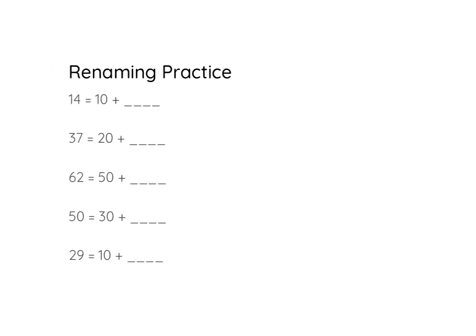All right, let's do some other renaming. So press pause and make this a true equation. Let's check. 14 equals 10 plus 4. 37 equals 20 plus 17. 62 equals 50 plus 12. 50 equals 30 plus 20. And 29 equals 10 plus 19.